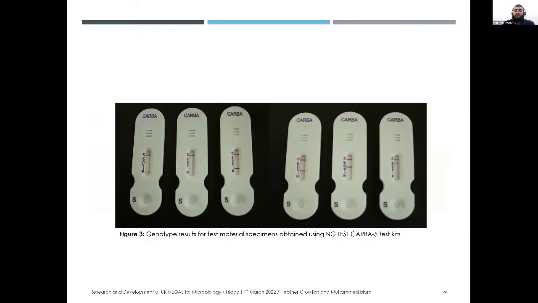So this image shows the results of our genotypic testing using the CARBA 5 assay. This was a popular method used by participants from the questionnaire responses, so was selected to be used in our stability studies. The genotypic result is the vital piece of information when reporting the CPO in patient samples. So it's important to get this correct and give the correct interpretation.